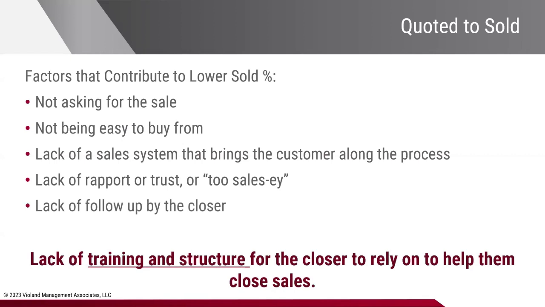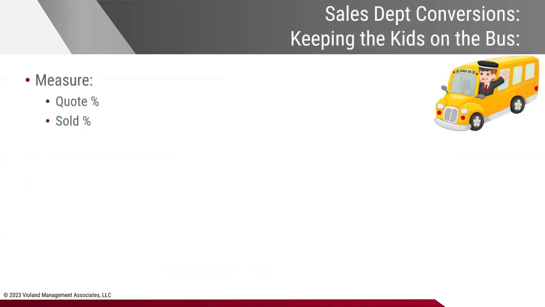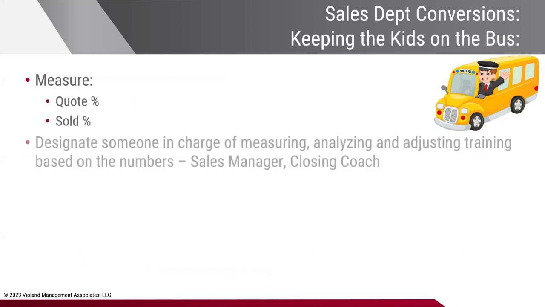So just like in the appointment center, where we put two conversions together that were in their realm and made it one KPI, we're going to do the same thing here for the second two bus stops, which are in the sales realm. We're going to take these two conversions and put them together and talk about them as well. So you have your quote percentage and your sold percentage, and you should measure these separately and know what they are, but you can actually use them together as well.